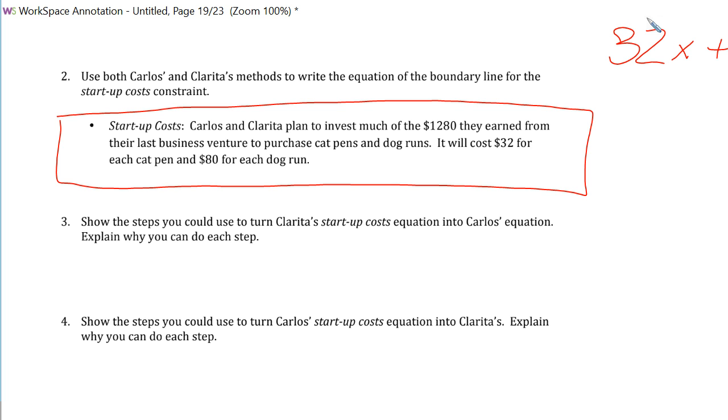Now, how can we turn that into y equals mx plus b, Carson? You could solve it for y. Subtract 32x. And you get 80y. Again, I'm not going to write it as 1280 minus 32x. I'm going to write it as negative 32x plus 1280. Next step.